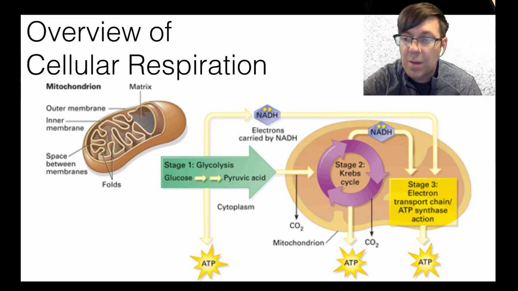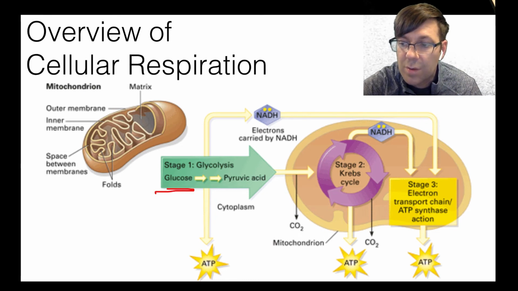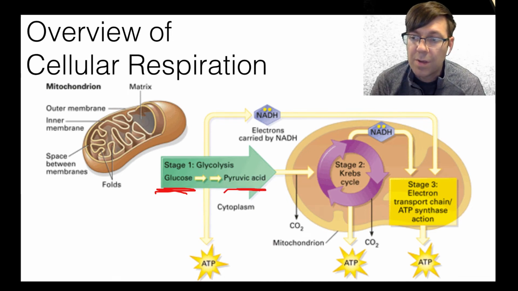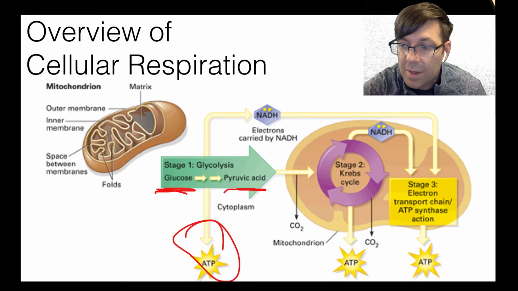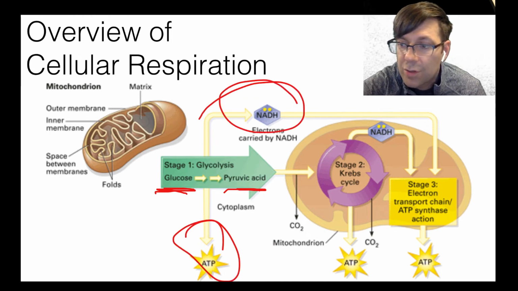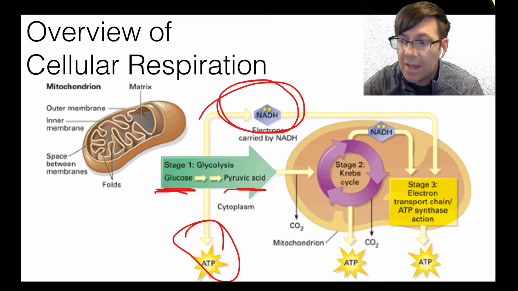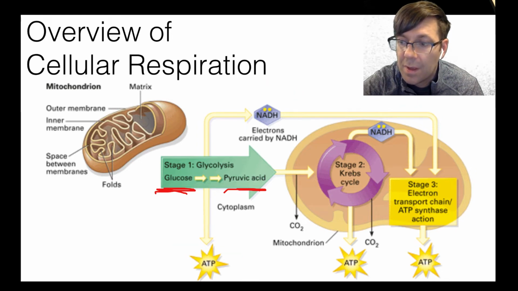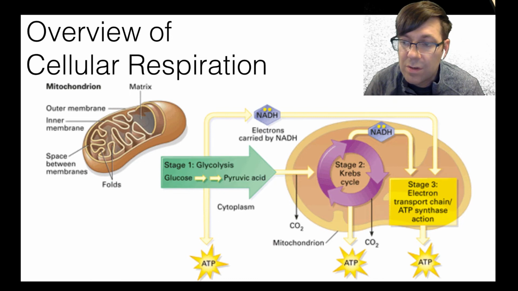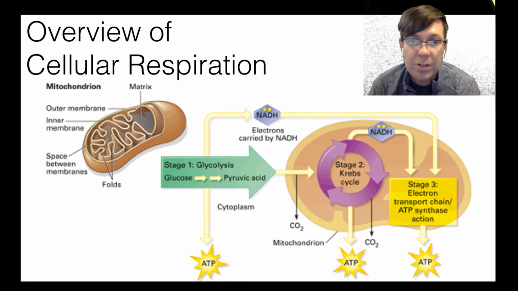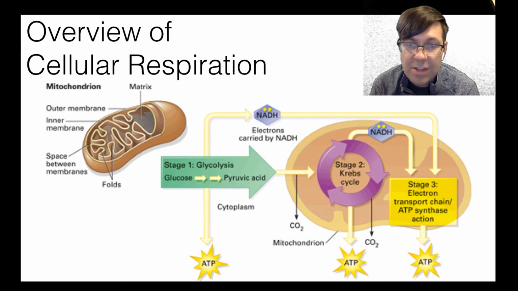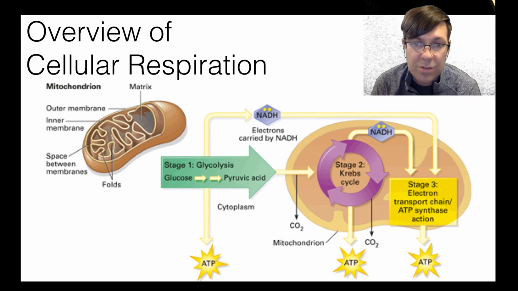Okay? So in the cytoplasm, you take a 6-carbon glucose sugar, and it's broken down into 2 3-carbon pyruvates. Okay? Doing that, you end up making a little bit of ATP, and you charge one of those electron carriers, NADH. So that's good, I guess. You've made a little bit of ATP. You've charged this NAD to NADH, so now you have some electrons that you can do some work with.